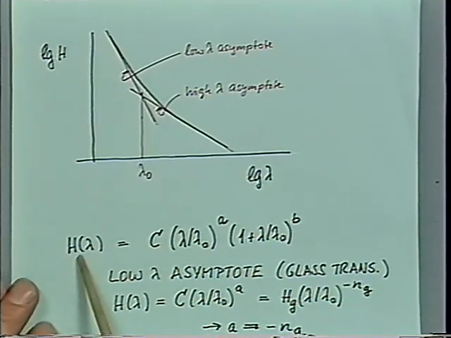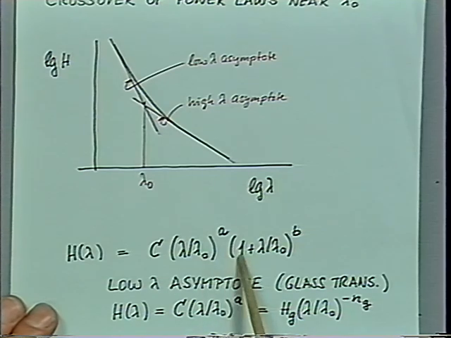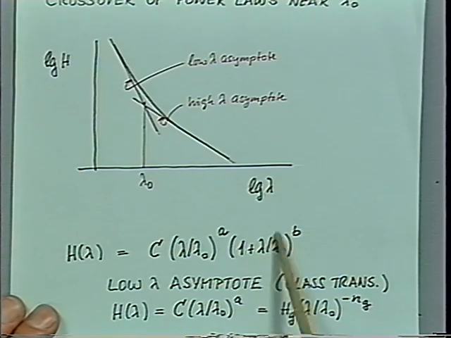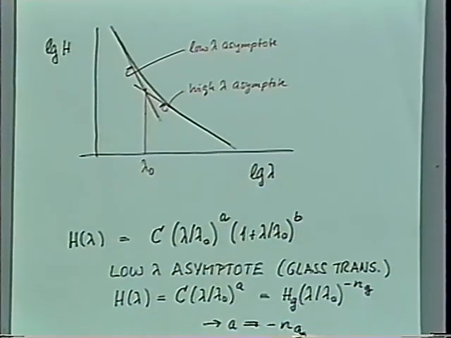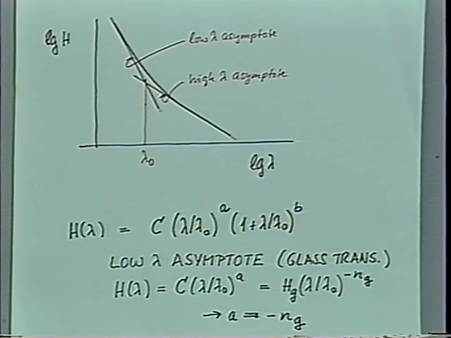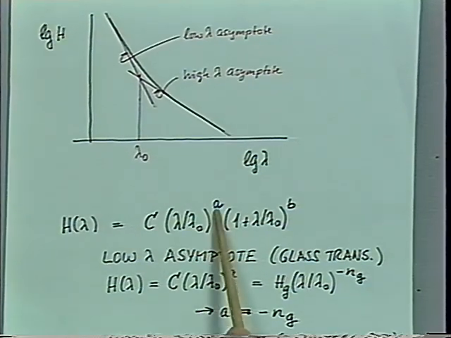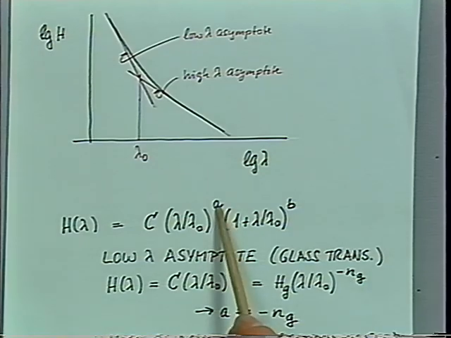We could just say that h of lambda is given by a first power law multiplied with 1 plus a second power law function here. Note that at low lambda values, this quantity vanishes compared to 1, and we are just ending up with a constant times lambda over lambda 0 to the a. So this is the glass transition behavior. That's the asymptote at low lambda values. Therefore, the exponent a is minus ng. That's the exponent describing the Tobolsky spectrum. So we know this exponent.